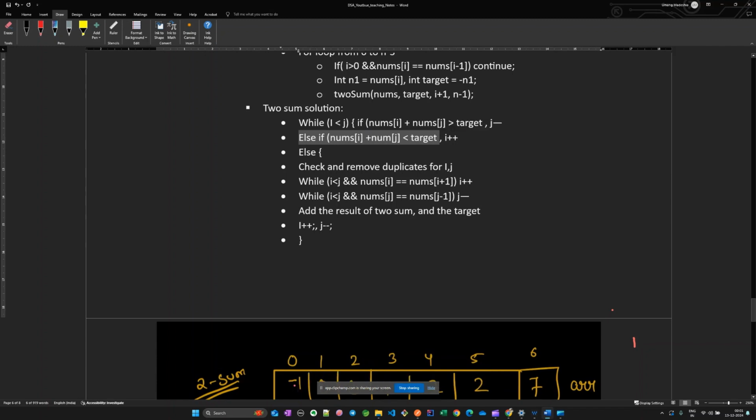If the sum is not bigger and not smaller, then what does that mean? It is equal, right? If it is not bigger and not smaller, then it is equal. So basically it is the case that it would be equal.